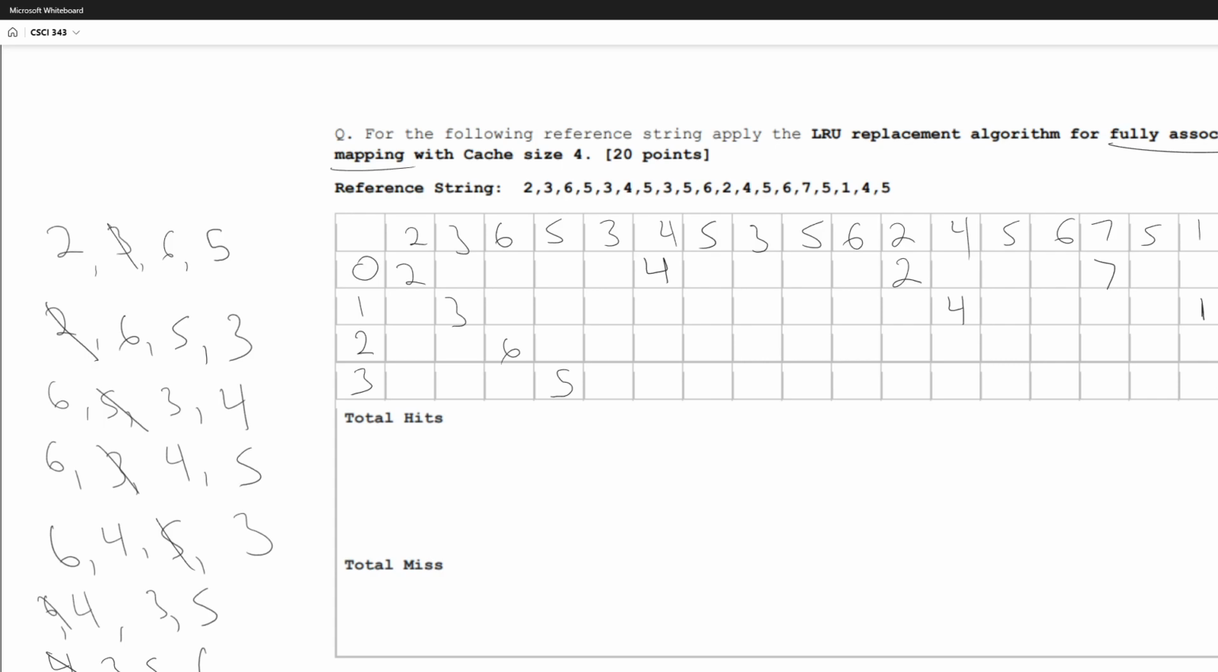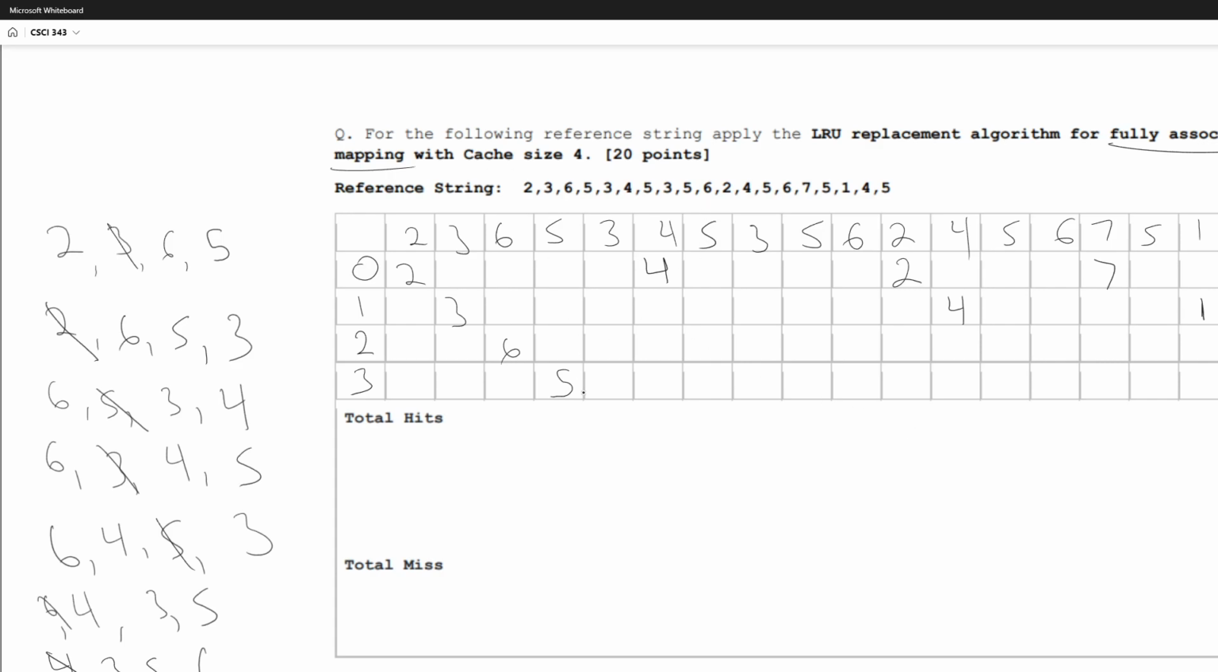4 is a miss. Replace wherever 6 was, all the way out here. So 4 goes here: 7, 5, 1, 4. And then 5 is a hit. So 7, 1, 4.